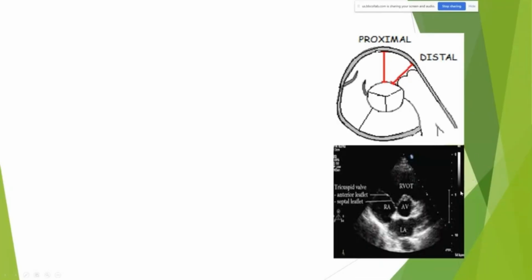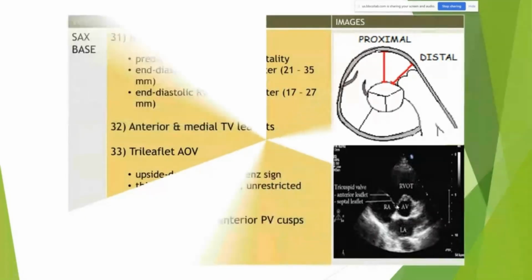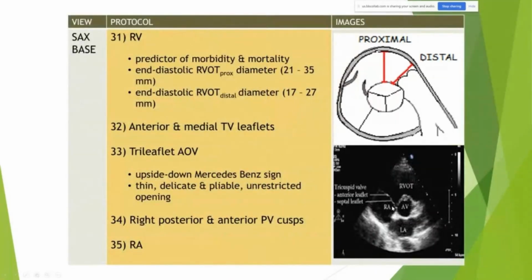You also need to know this is your anterior leaflet. This is sometimes called a septal leaflet, but sometimes they call it also a medial leaflet. So the septal leaflet and the medial leaflet are the same thing. So this is the base. We just talked about everything you would see. And these are the numbers.